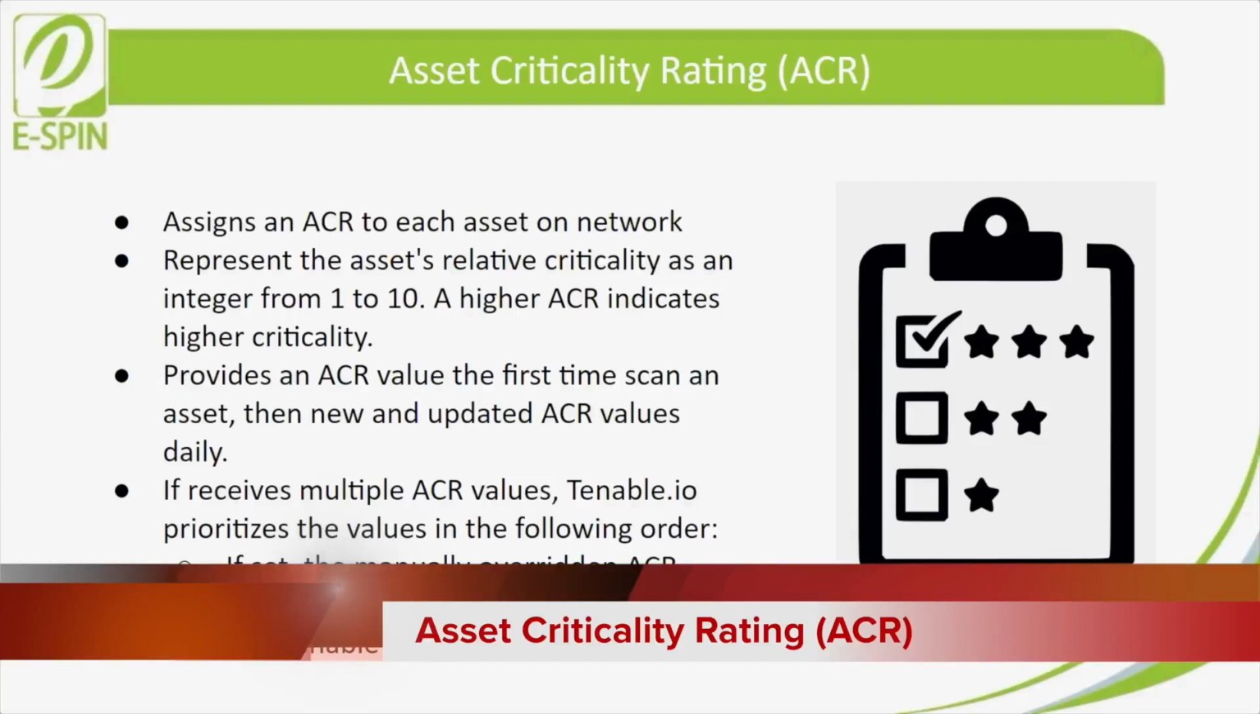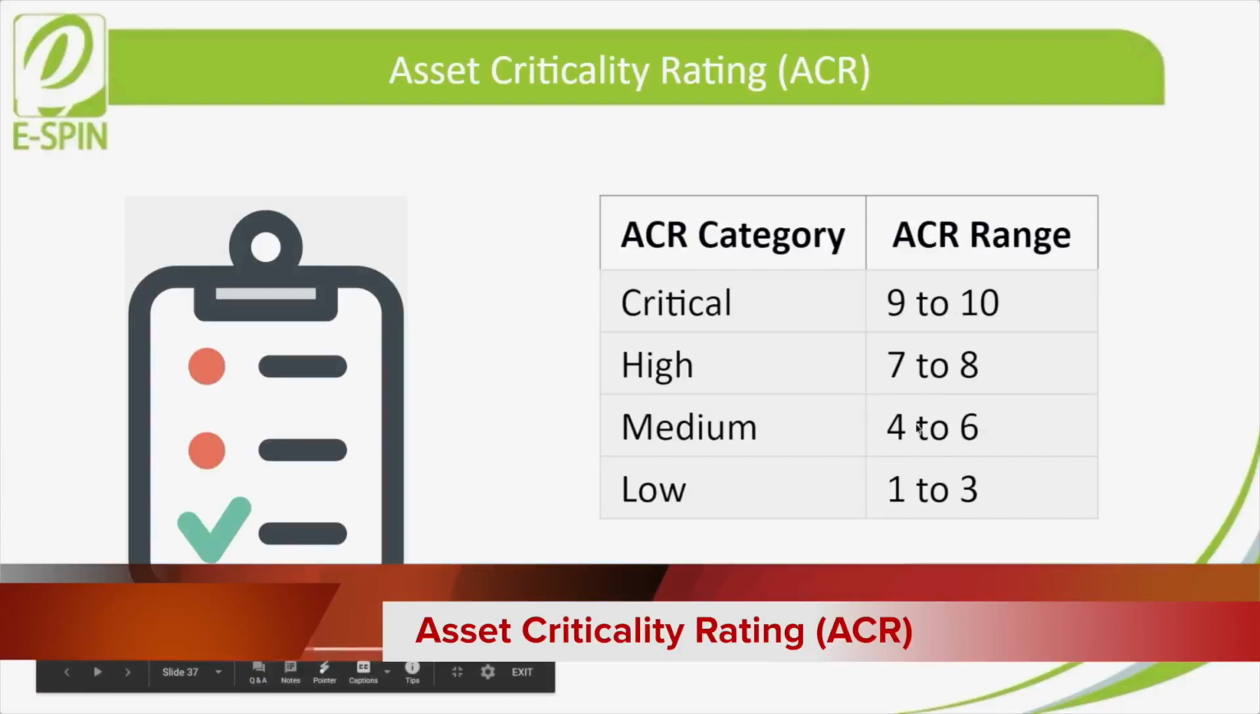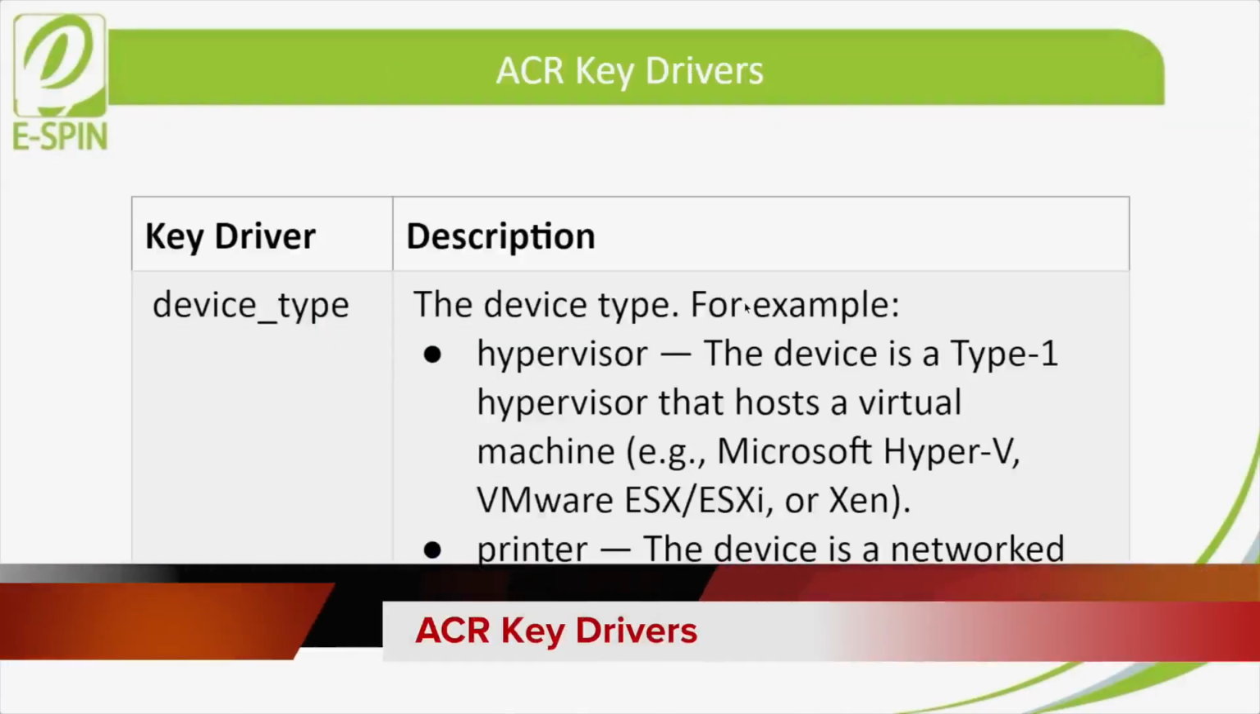If we see multiple ACR values, Tenable will prioritize the value in the following order. First, the manually overridden ACR value, and second, the Tenable provided ACR value. This is the ACR criticality rating table. You can see the low category is 1 to 3, and the critical category range is from 9 to 10.